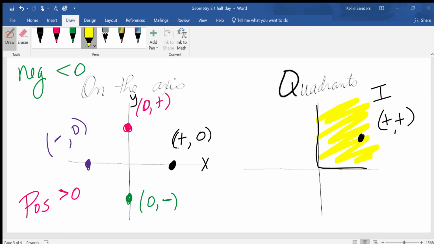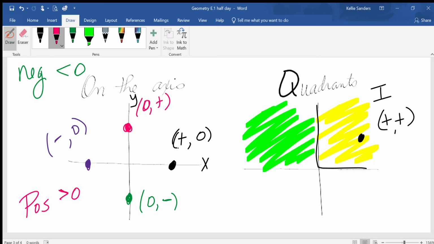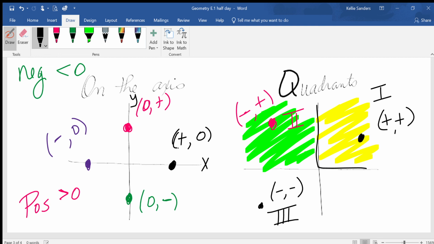If you are in this area, say right there, how did we get there? We had to go left, which is negative, and up, which is positive. And this is quadrant 2. So on and so forth. If we're down here, this is quadrant 3. How did we get there? We went left and we went down. And last one, quadrant 4. How did we get there? We went right, which is positive, and down, which is negative.